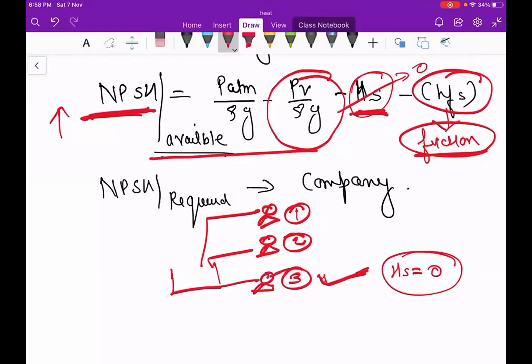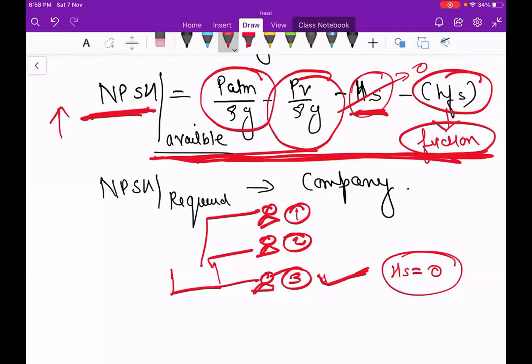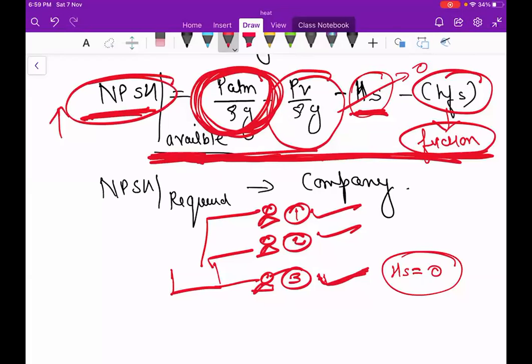So see here, why are we calculating the NPSH? Because NPSH gives us the idea that your suction pressure should always be greater than vapor pressure. So it gives us the idea of where we have to select the position, 1, 2 or 3. While selecting this, you have to calculate the NPSH.